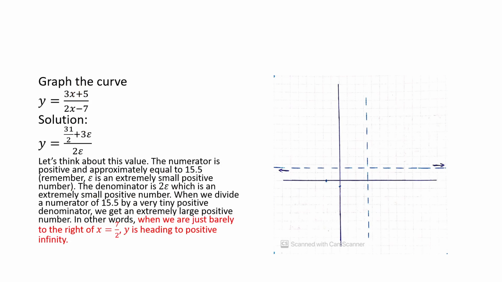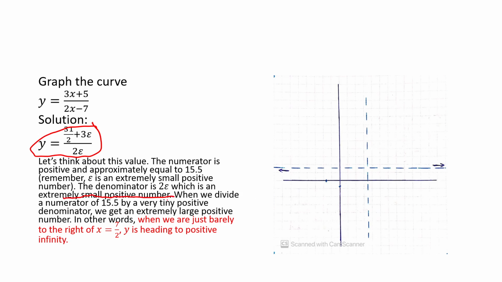Now let's think about this. The numerator is positive. This is the value we got right there. Now the numerator is positive and approximately equal to 15.5. 31/2 is 15.5. Remember, epsilon is an extremely small positive number. So if it helps you to think of it, it's 15.5 plus 3 times 0.00000000001. As small as you want to imagine it, but it's even smaller than that. Okay, so basically we'll say the numerator is 15.5. The denominator is 2 epsilon. So 2 epsilon is an extremely small positive number.